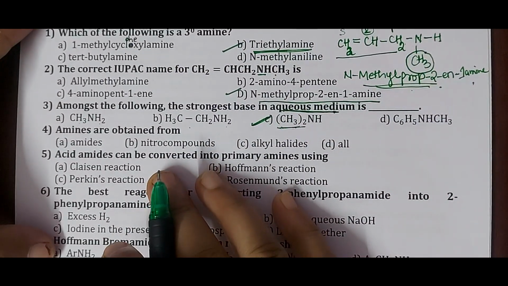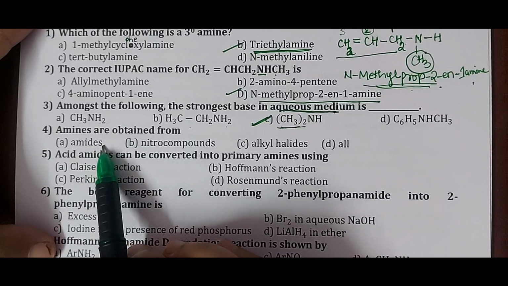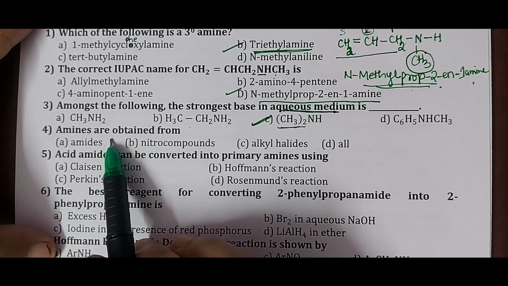Next we'll go with question number 4. Amines are obtained from, yes, amines can be formed from amides by reduction reaction or by Hofmann bromamide degradation reaction.